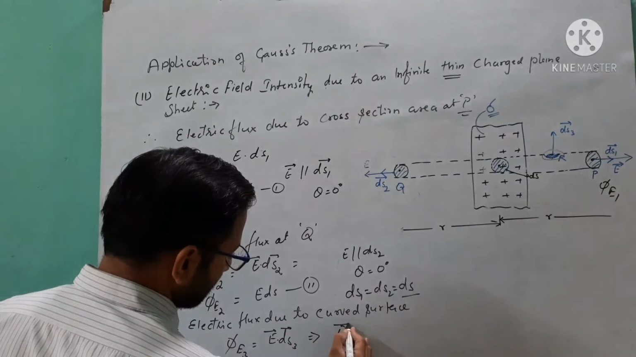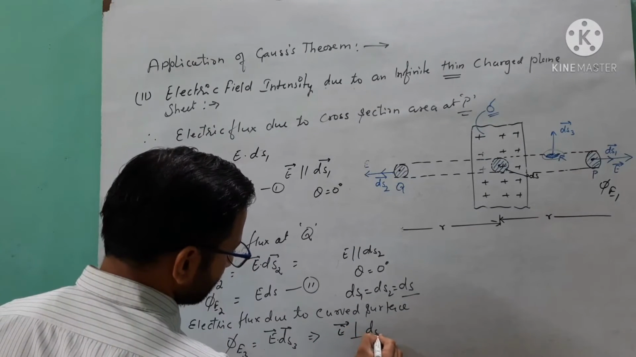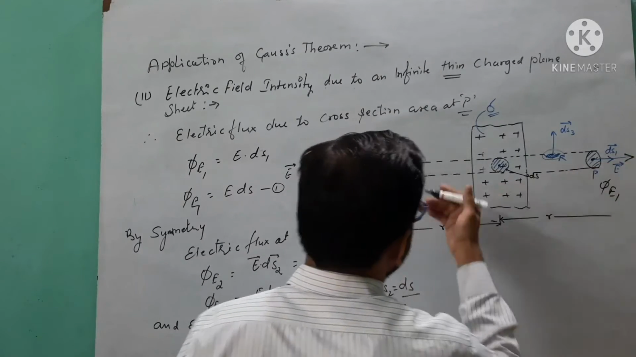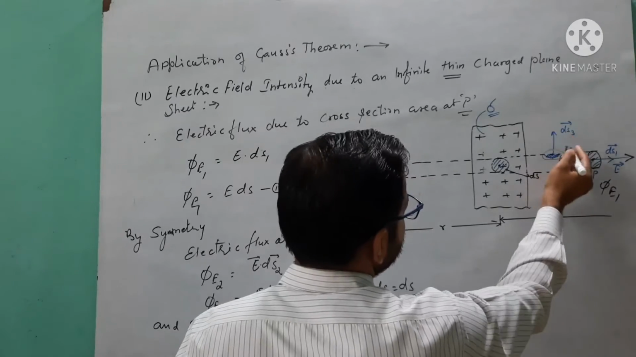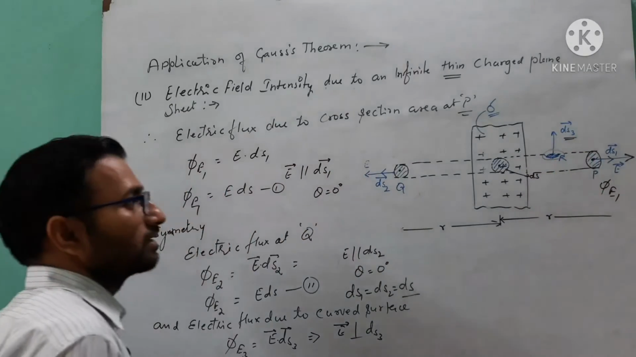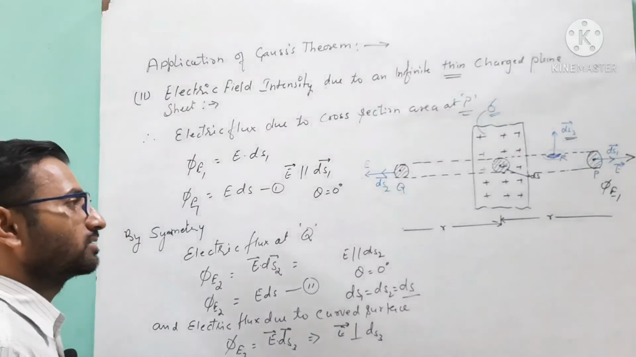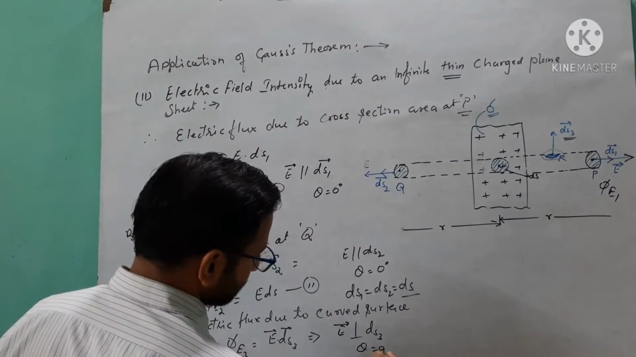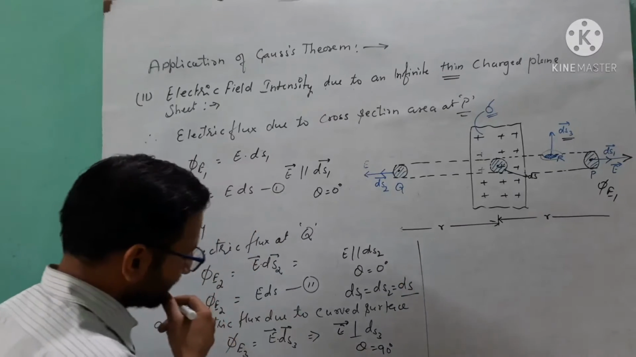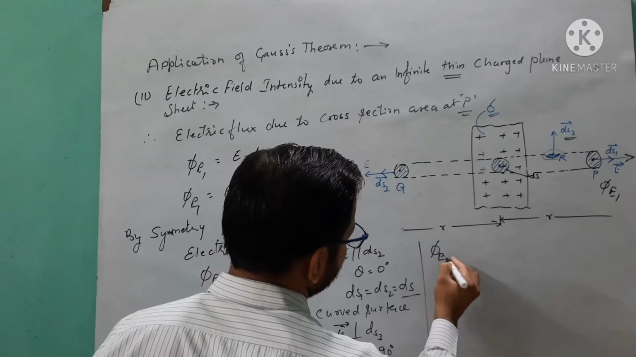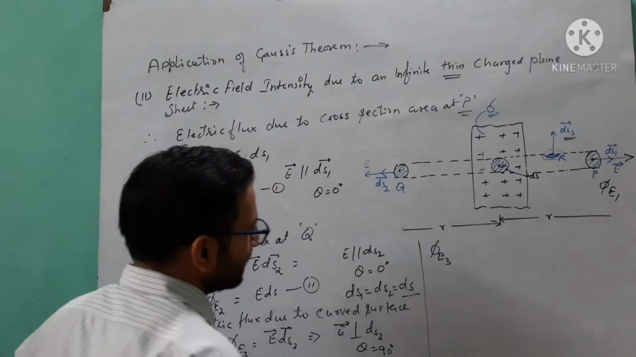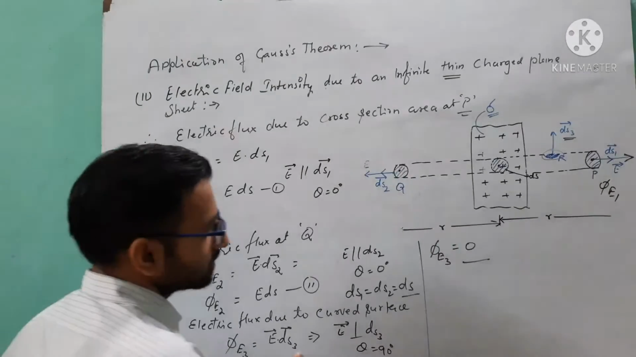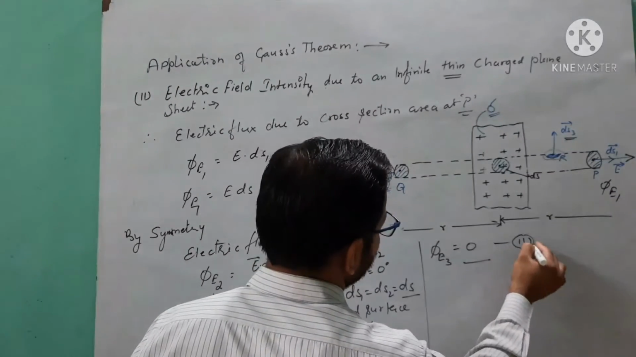And second thing, electric field is perpendicular to ds3. You can see here, check, the direction of electric field is this one direction horizontally, and this is the area vector of curved surface, which is perpendicular to it. So that's why theta is equals to 90 degree here, and for this reason phi E3 is equals to 0, because E ds cos 90 is 0. So this is equation number 3.